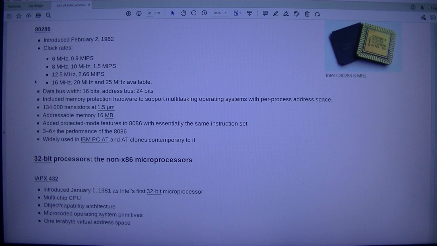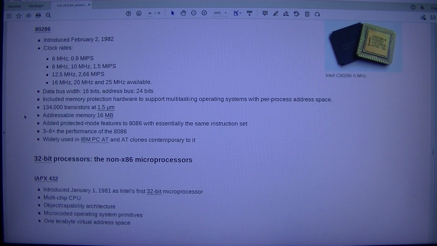Included memory protection hardware to support multitasking operating systems with per-process address space. 134,000 transistors at 1.5 micrometer. Addressable memory 16 megabytes. Added protected mode features to 8086 with essentially the same instruction set. 3 to 6 times the performance of the 8086. Widely used in IBM PC/AT and AT clones contemporary to it.